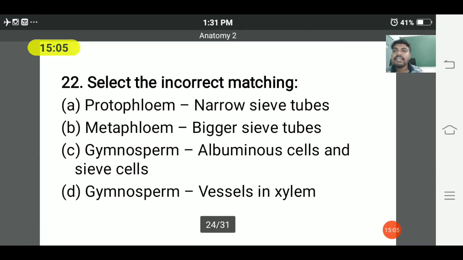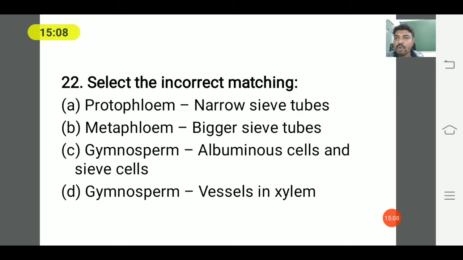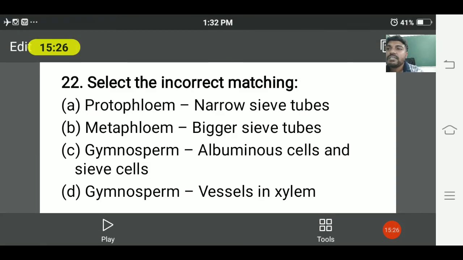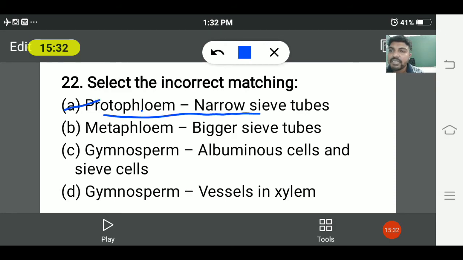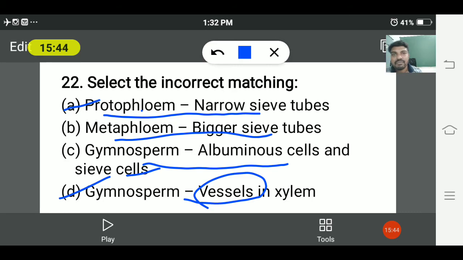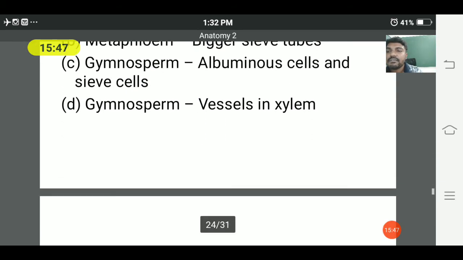22nd question. Select the incorrect matching. Option A, protophloem, narrow sieve tubes, metaphloem, bigger sieve tubes, gymnosperms, albuminous cells and sieve cells, gymnosperms, vessels in the xylem. We can easily identify the incorrect match. Protophloem, the early phloem, consists of narrow sieve tube cells, that is right. Metaphloem also consists of bigger sieve tube cells. Gymnosperms have albuminous cells and sieve cells, but gymnosperms lack vessels. This is the incorrect match. So option D is the right answer.